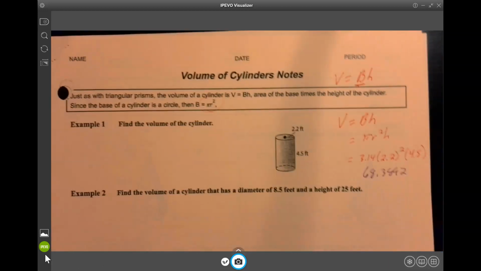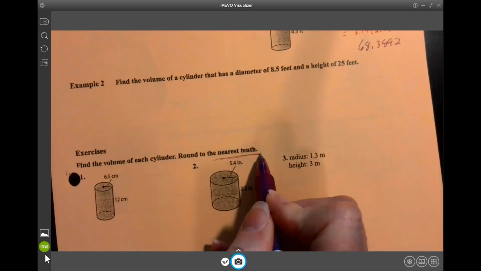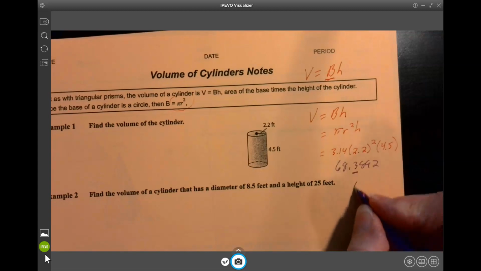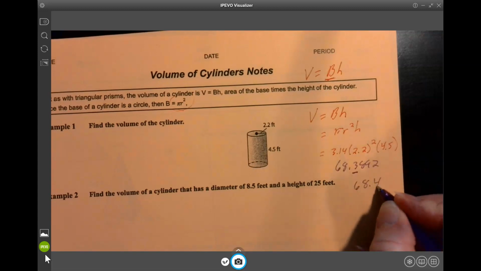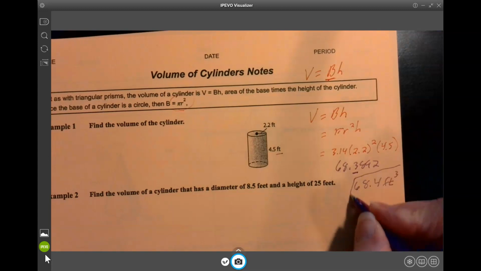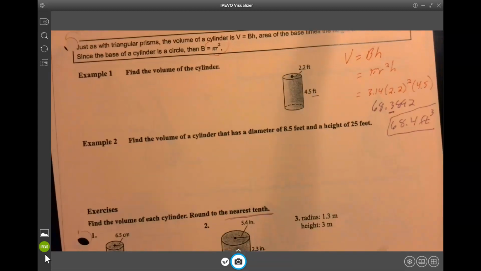Now, it doesn't say where to round to. Oh, down here it says round to the nearest tenth. So we're going to go with that. Round to the nearest tenth. So that's going to be 68.4 feet. And we're in volume, so it's cubed. Good. The next example, we get to draw.